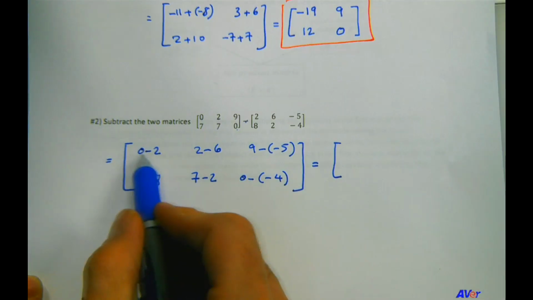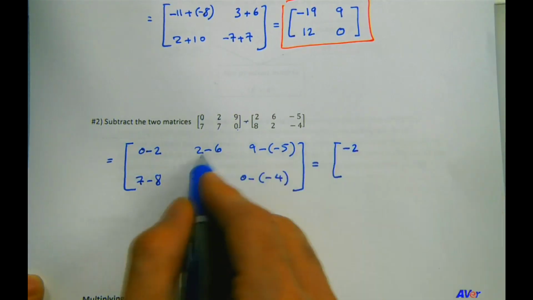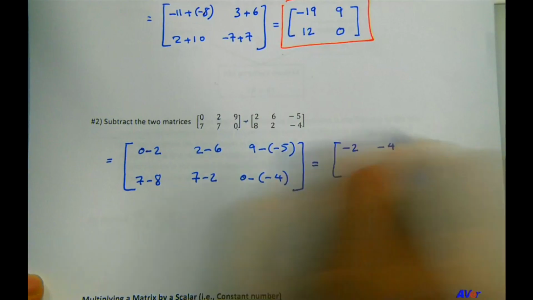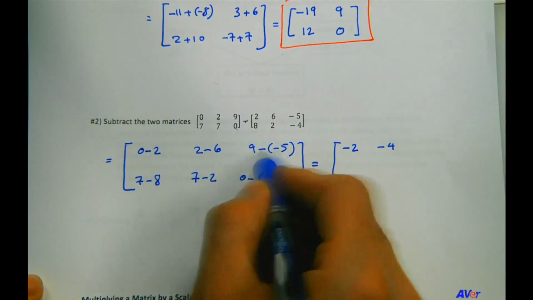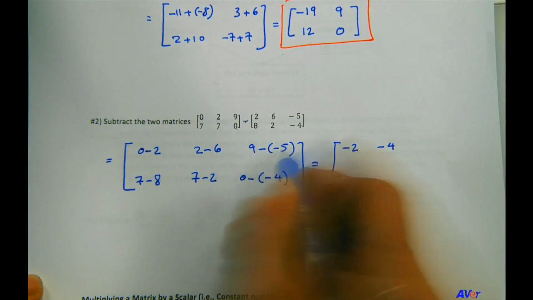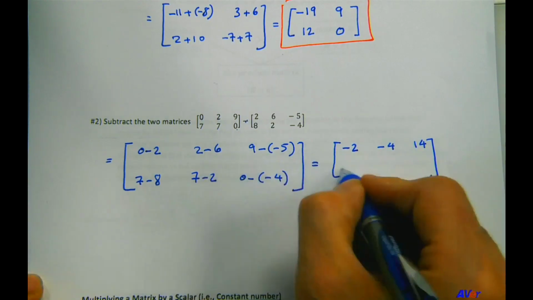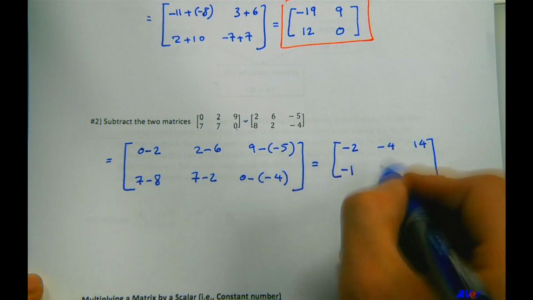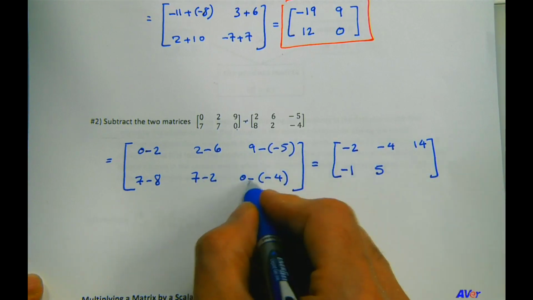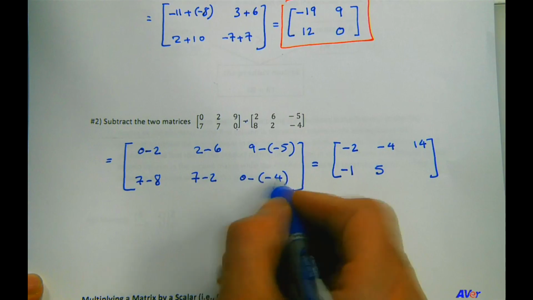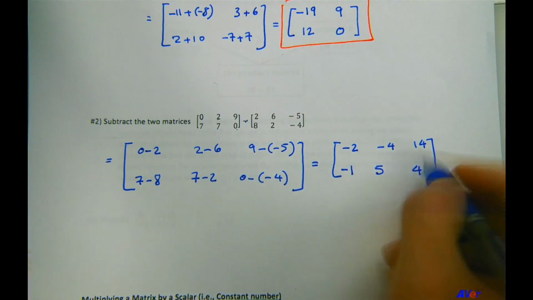We get 0 minus 2 is minus 2. 2 minus 6 is minus 4. 9 minus minus 5, this will make this positive, so 9 plus 5 is 14. 7 minus 8 is minus 1. 7 minus 2 is 5. 0 minus minus 4, that's 0 plus 4, which is 4.